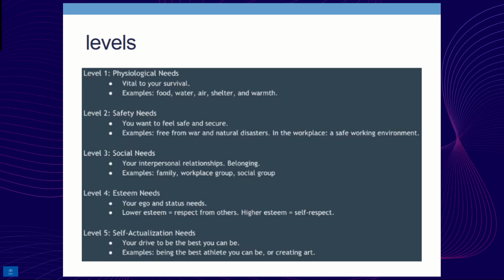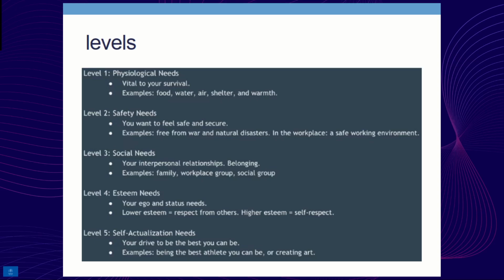Note that if you met your lower esteem needs, but your higher esteem needs are unmet, then it can be common to suffer from a condition known as imposter syndrome. Esteem needs and social needs together are often called our psychological needs. The lower 4 levels combined make up your deficiency needs, needs which, if unmet, will motivate you to fulfill them.